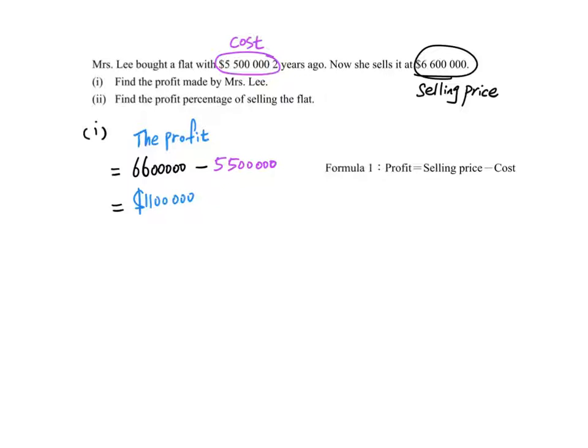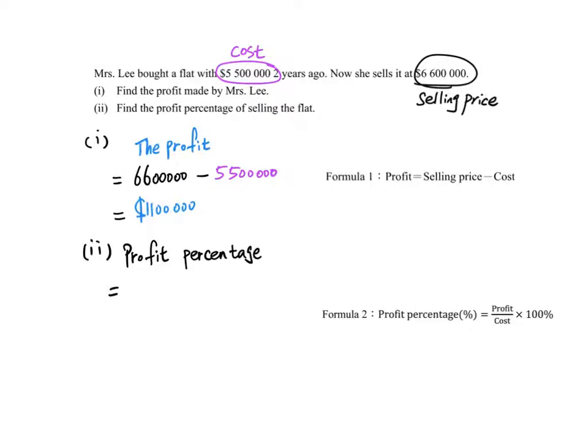For part 2, we need to find the profit percentage. I can use formula 2. For the numerator, it is profit. And for the denominator, it is the cost. Times 100%. The final answer is 20%.